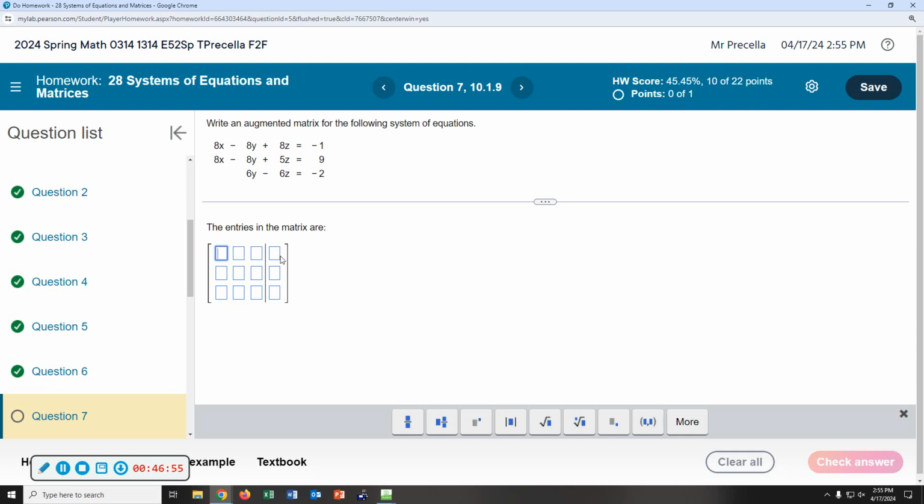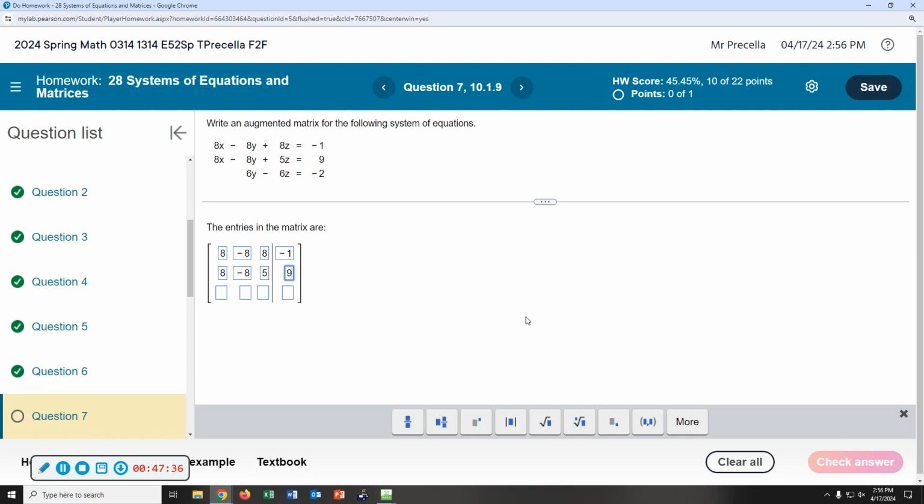So let's fill in the first row. The first row summarizes the numerical data on equation 1. So filling in the first row, we have the coefficient for the x, 8, and then -8. Be sure to use the sign. 8, and my constant. Okay. Now we go down to the second one. 8, -8, 5, and the constant.